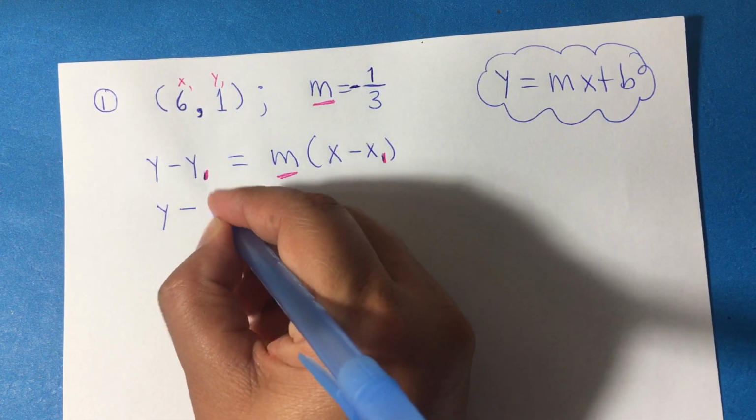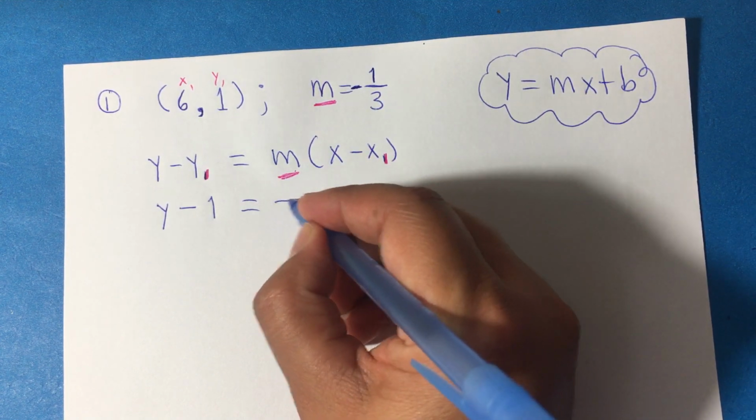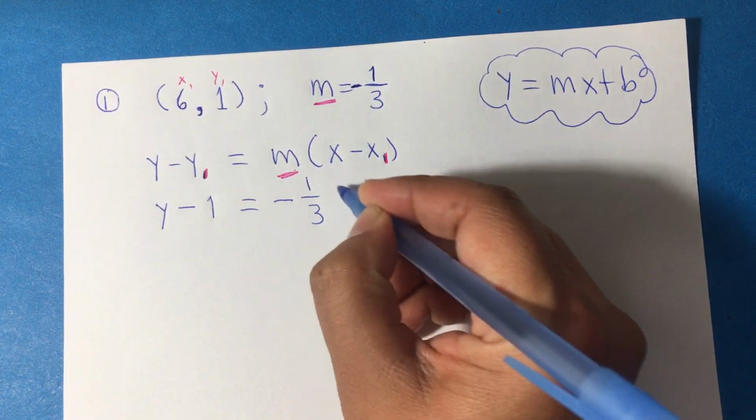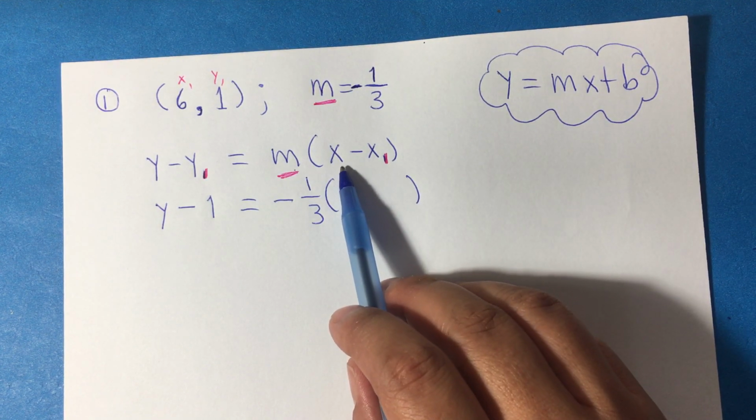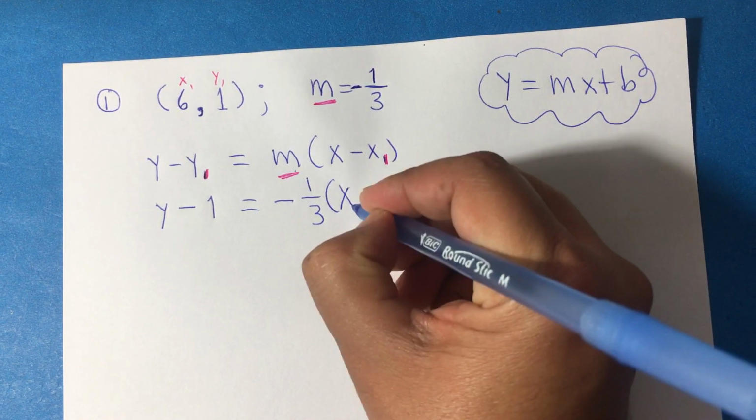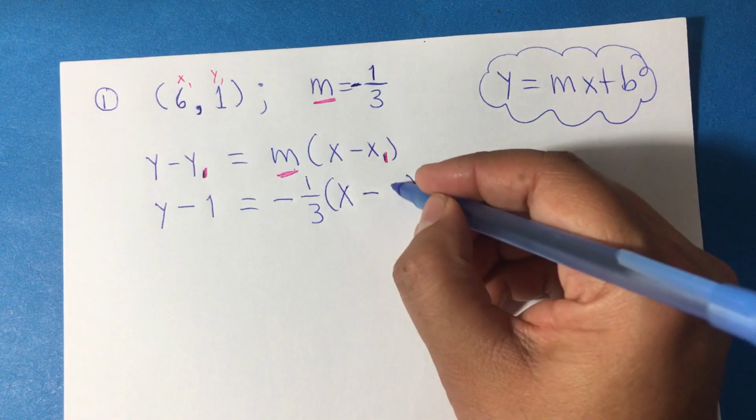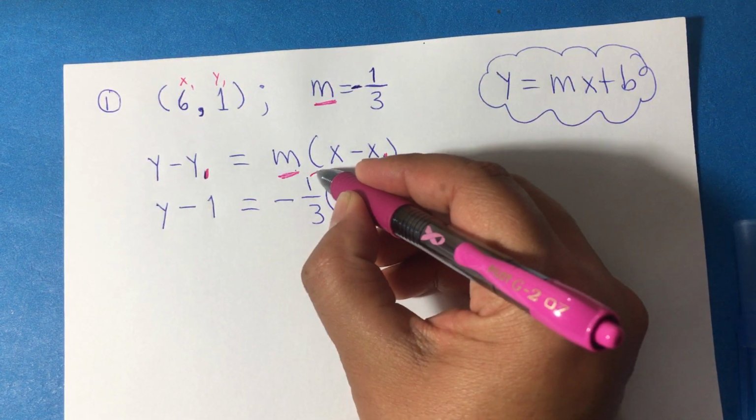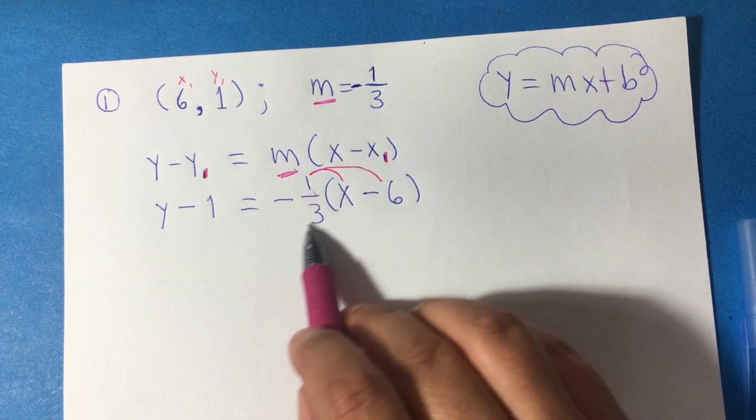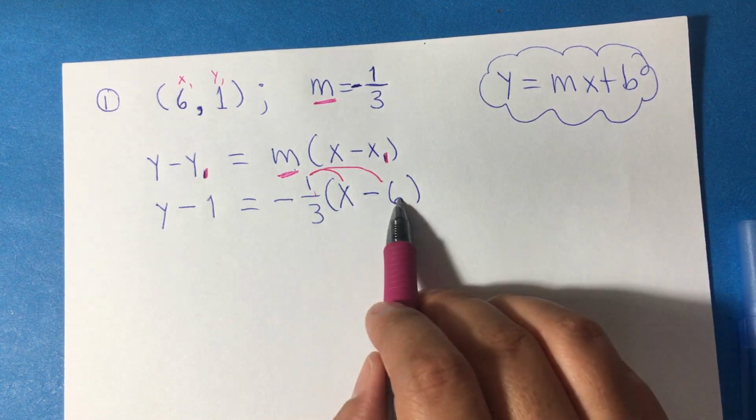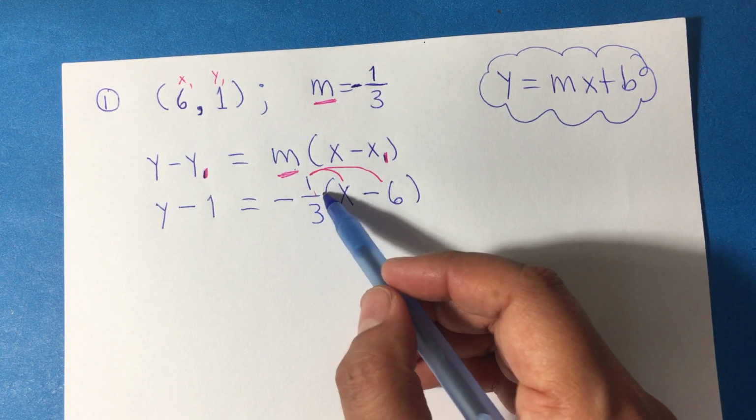So we put minus 1 equals the slope, which is negative 1/3. We open a parenthesis because that's the form of the formula. We put x minus x1 would be minus 6. The next step is to do distributive property. Anytime you have a multiplication of a value outside and then parentheses, you're going to use distributive property if there is no sign in here.